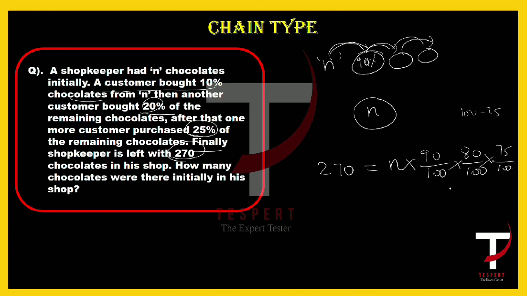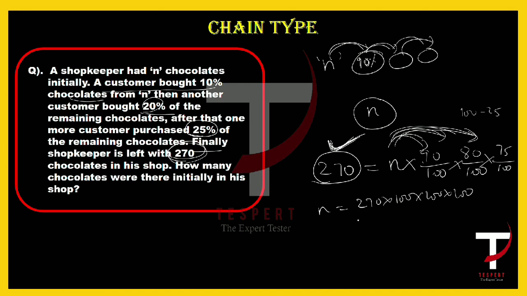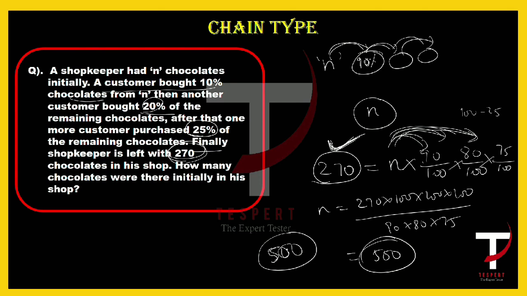So why are we taking the remaining values? Because we take the remaining value on the left hand side, so we have to take the remaining values on the other side also. This side we are taking the remaining value, so we should also take remaining values on the other side, right? So we must calculate n is equal to 270 into 100 into 100 into 100 by 90 into 80 into 75. Calculate, n will be equal to 500. Okay, calculate this, you will get 500. So the initial number of chocolates was 500, and the final number of chocolates is 270.